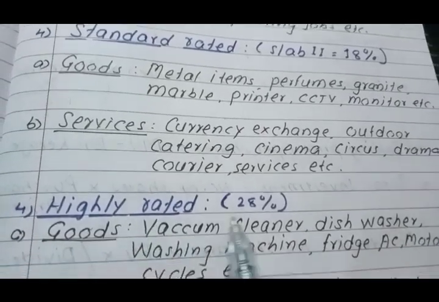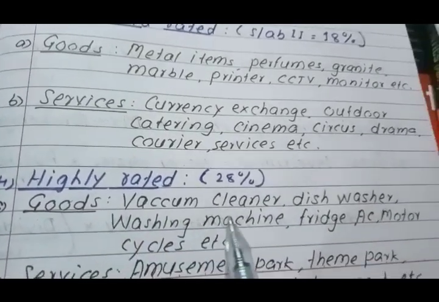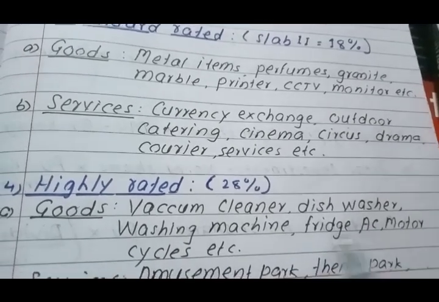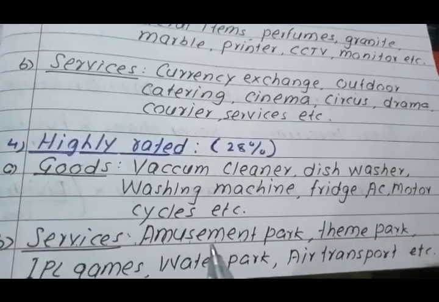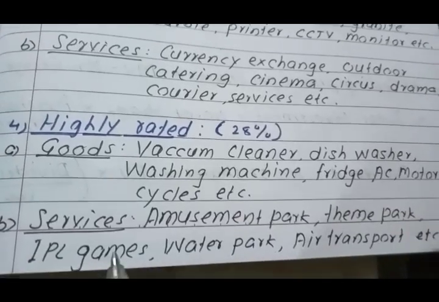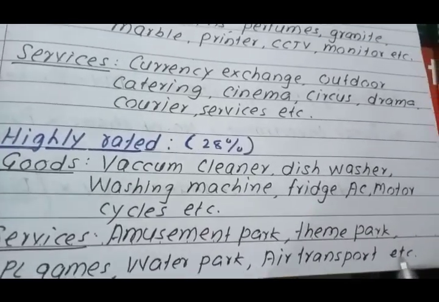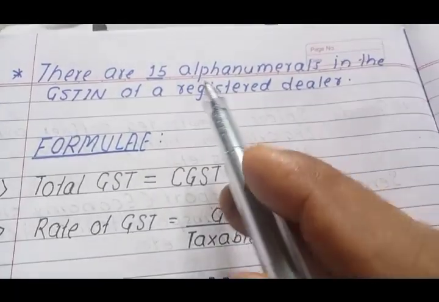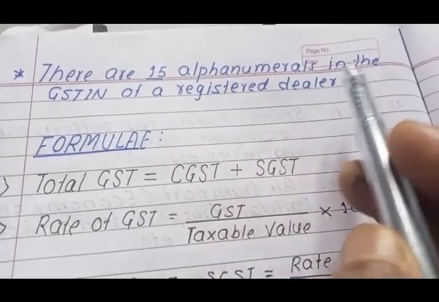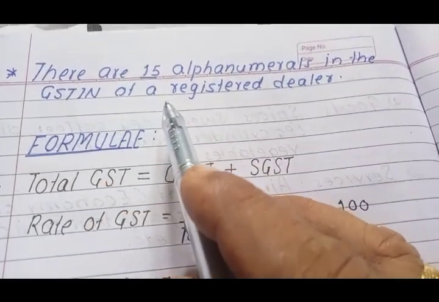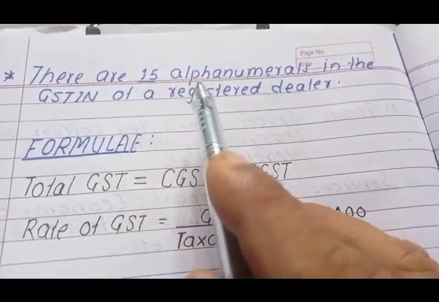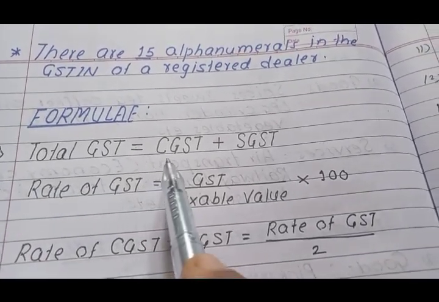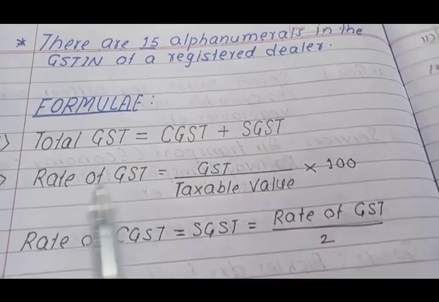Then highly rated, 20%. Goods: vacuum cleaner, dishwasher, washing machine, fridge, AC, motorcycle, etc. Services: amusement park, theme park, IPL games, water park, air transport, etc. These are highly rated, 20%. There are 15 alphanumerals in the GSTIN of a registered dealer. Formulae: Total GST = CGST + SGST.